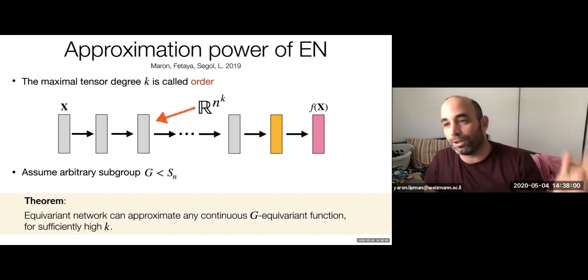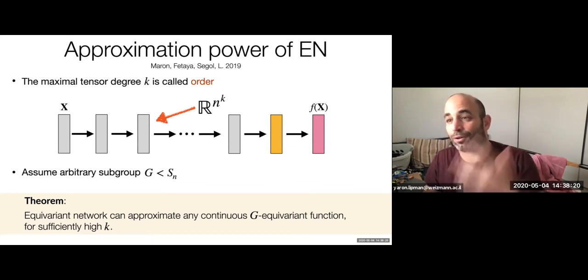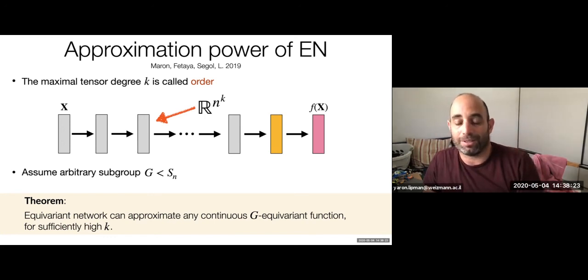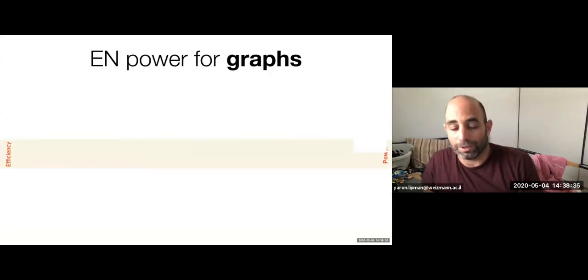If you have any symmetry, it can be complex as hell, any subgroup of Sn, and you have some function which is equivariant to this symmetry, you can approximate it with equivariant networks if you allow yourself to have high order tensors. Of course, high order tensors are not tractable. You cannot really have a 4th order tensor in memory, and it's not very useful. But at least as a theoretical tool, it provides an example of a universal model, which is not a trivial one.